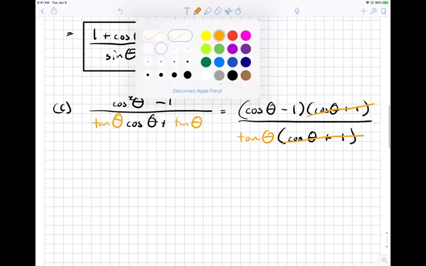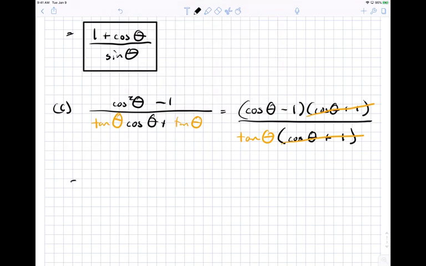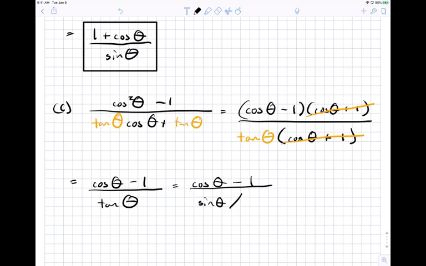Okay, so at this point, we have cosine theta minus 1 over tan of theta. What could we do next? What comes to your mind when you see something like this? What would you do with tan? If tan is sine over cosine, then maybe you're suggesting sine theta over cosine theta. Then what?